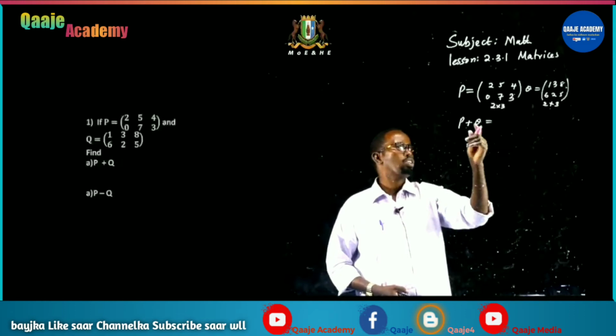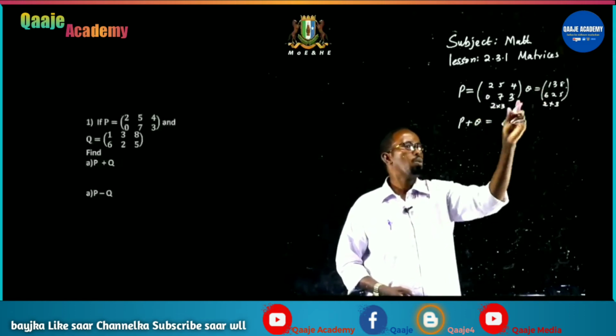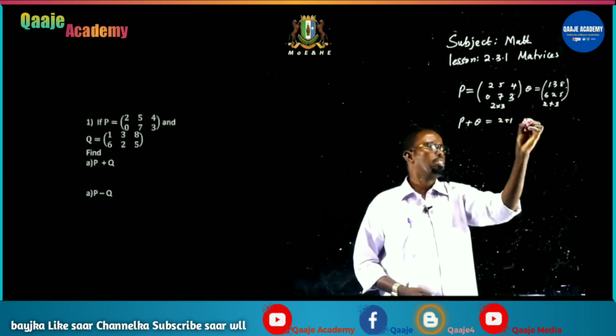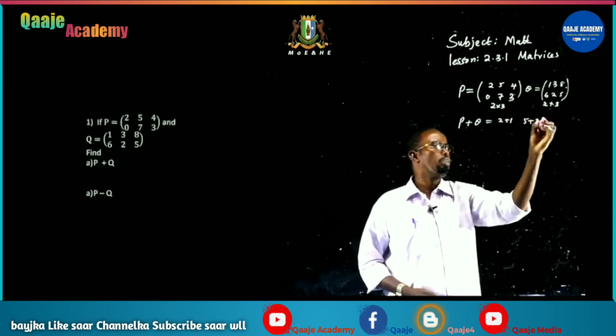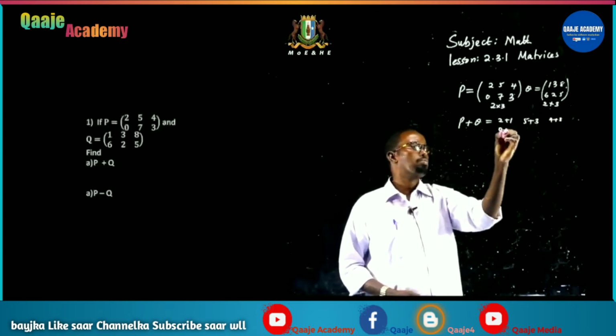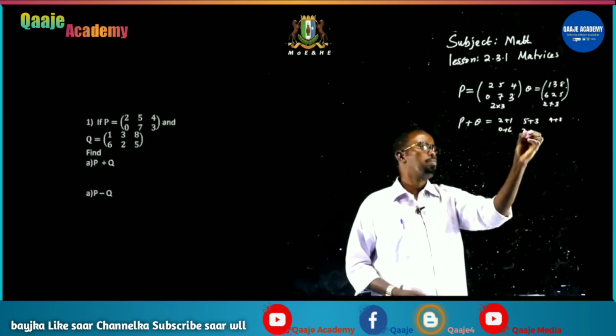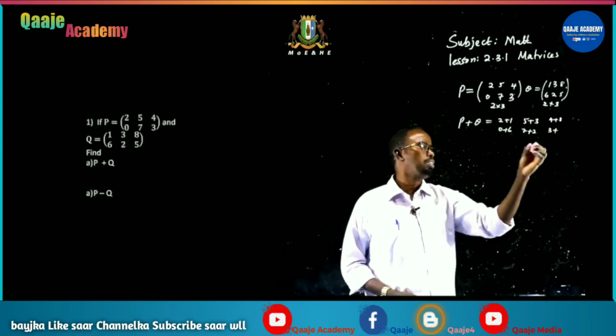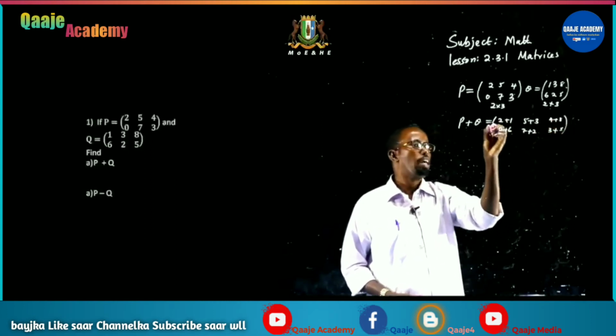So you add the corresponding elements. 2 corresponds to 1, that will be 2 plus 1. 5 corresponds to 3, that is 5 plus 3. 4 corresponds to 8, 4 plus 8. Then the next row is 0 plus 6, 7 plus 2, and 3 plus 5. So those are the corresponding elements.